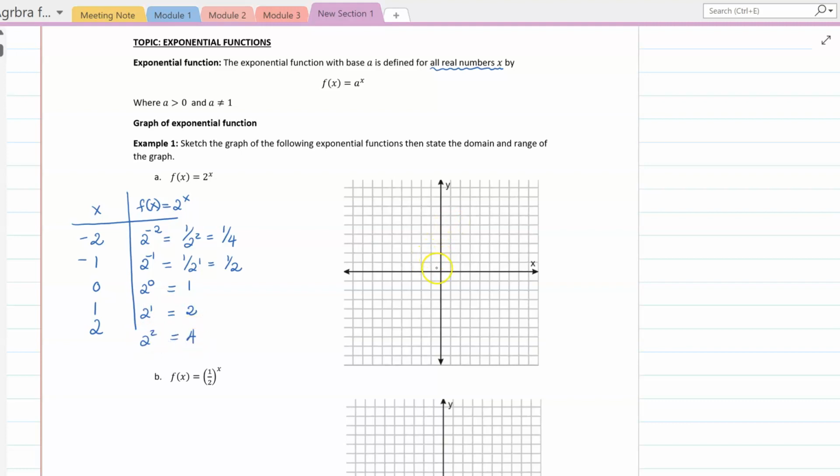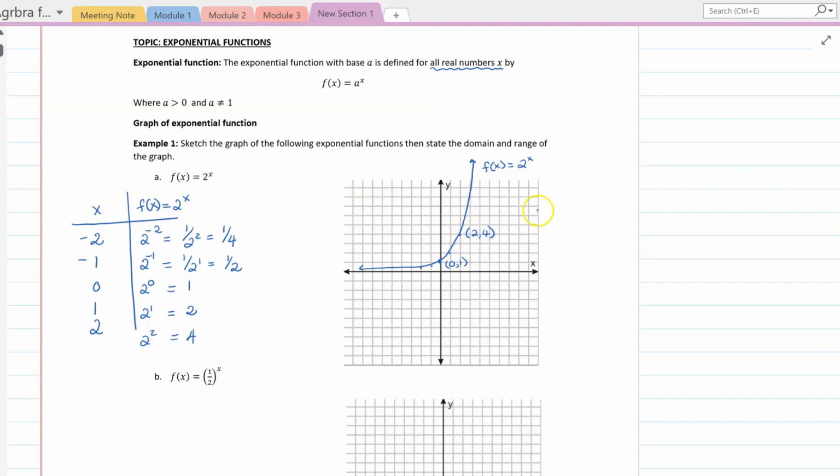So then, let's plot these values: -2, 1/4; -1, 1/2; 0, 1; 1, 2; 2, 4. And so we get this shape of the curve, f of x equals 2 to the x. So let's label this point 0, 1. This point here is 2, 4.